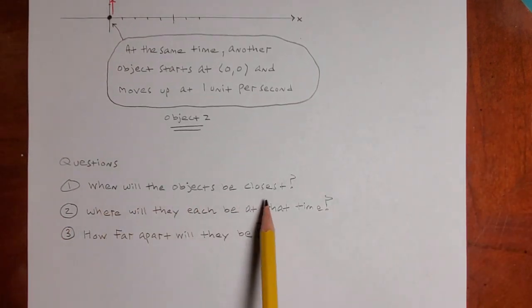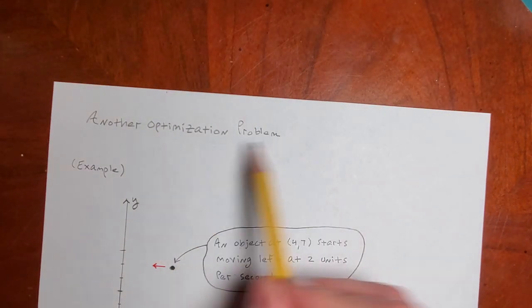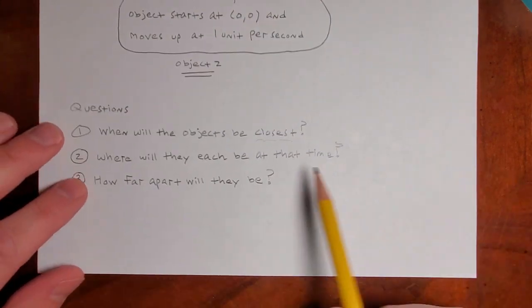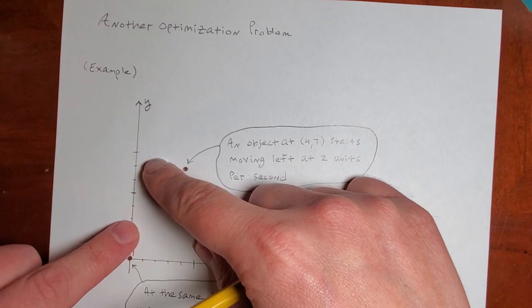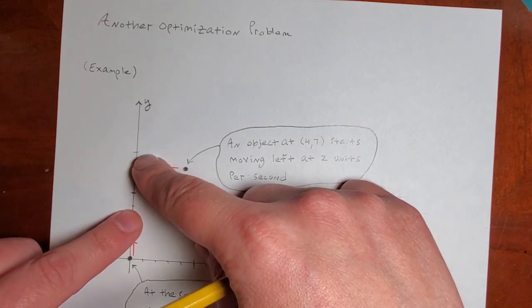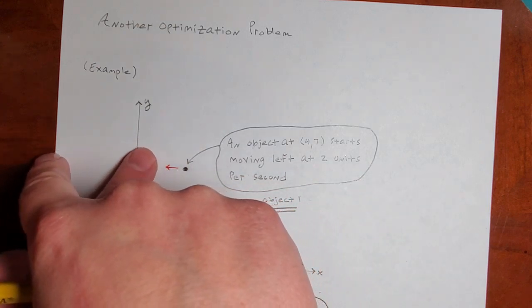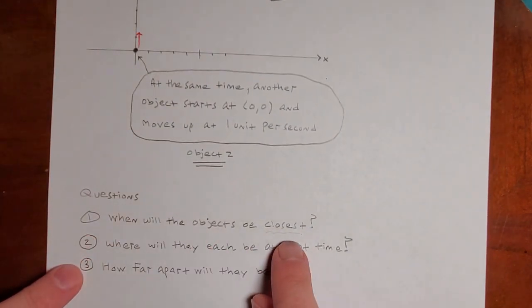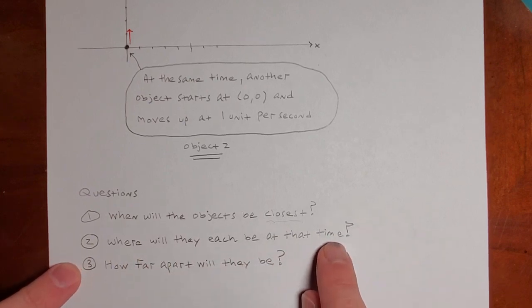When will the objects be the closest? We'll see that word closest. That's what makes this an optimization problem, okay? As they move, they'll approach each other and perhaps get to these points where they're as close as they're going to get, and then they move forever away from each other, further apart from there, okay? So when will they be the closest? Where will they each be at that time? And how far apart will they be?